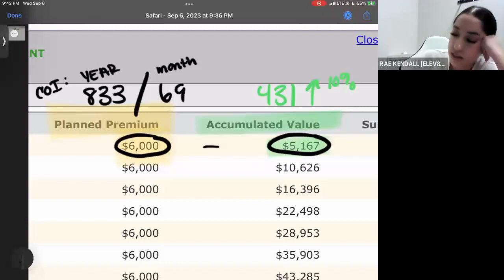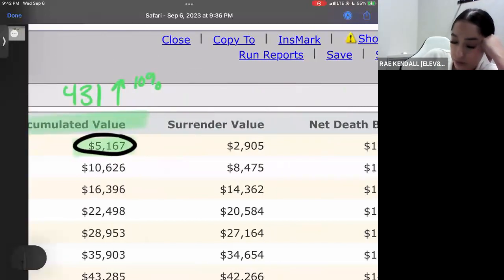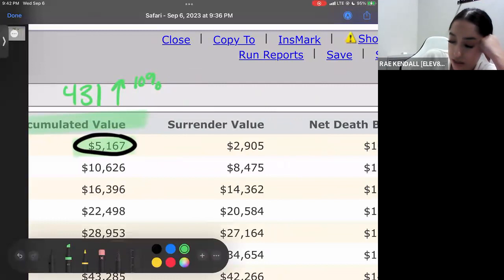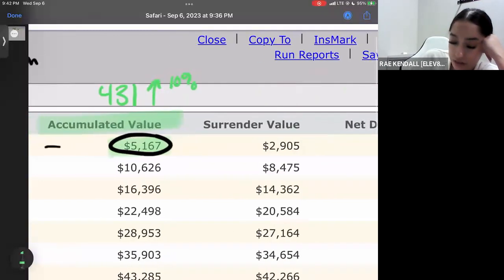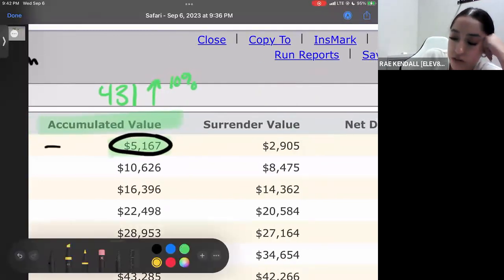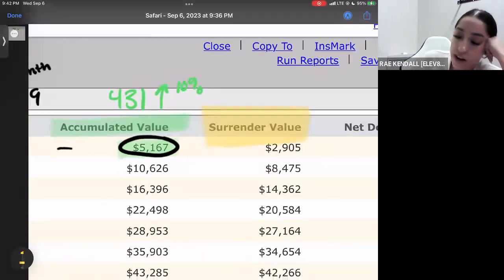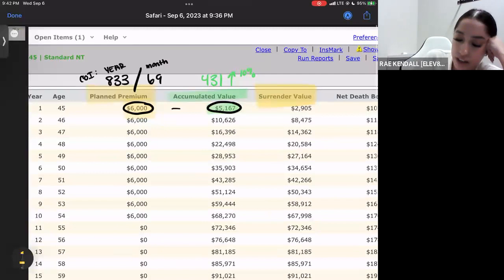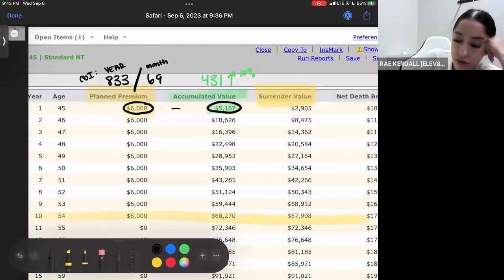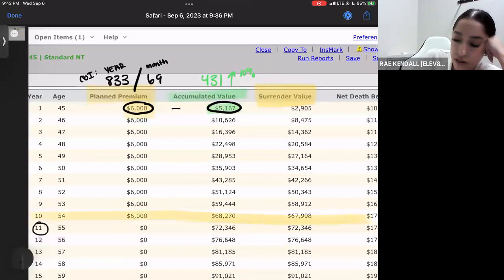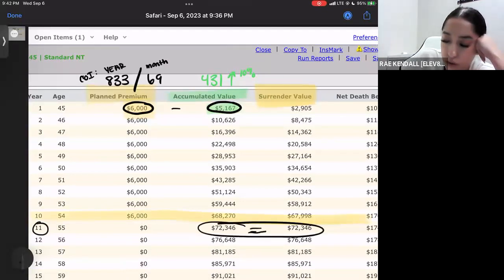Oh, easy peasy. So we're about to wrap up, so I'll just give this a go. Accumulated value is how much you have in your account. Surrender value is how much you have access to. You have limited access to your money in the first 10 years of your policy. If you notice on year 11, these two accounts equal each other, you have full access to your money.